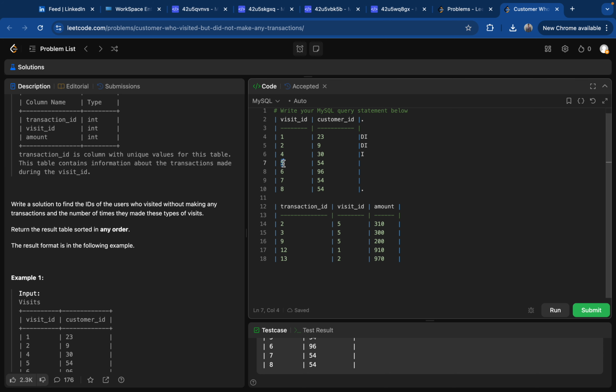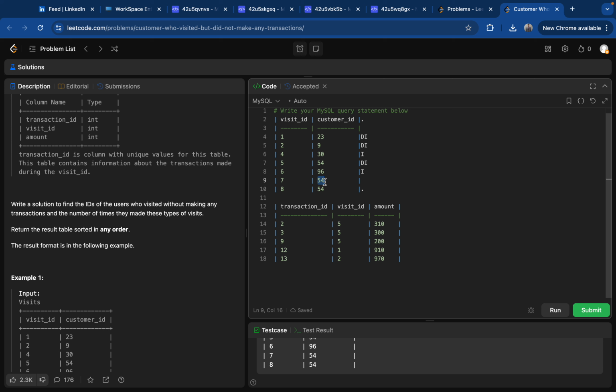What about 54? He visited with ID 5 and then he made some transaction, so we don't have to include this one. Let's look at customer ID 96. He visited with visit ID 6, and it is not here, so we have to include this one.